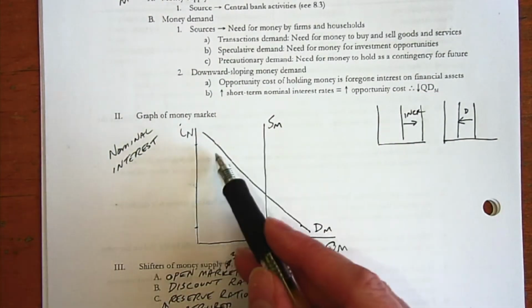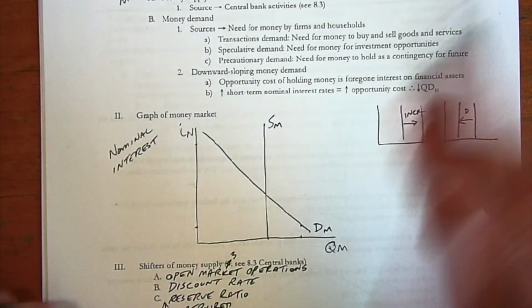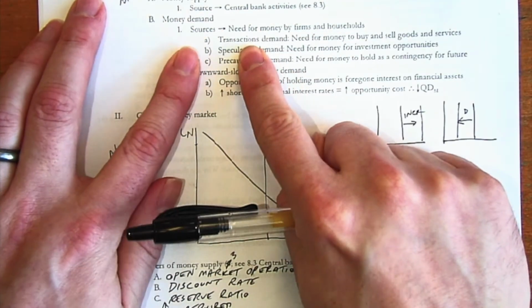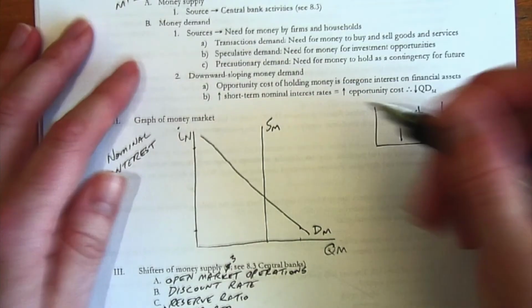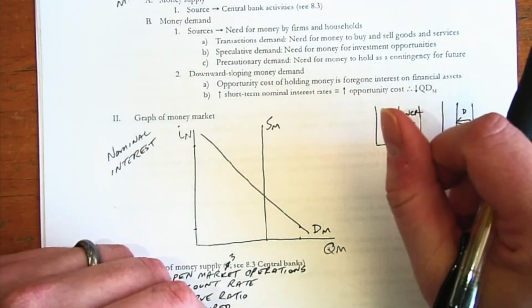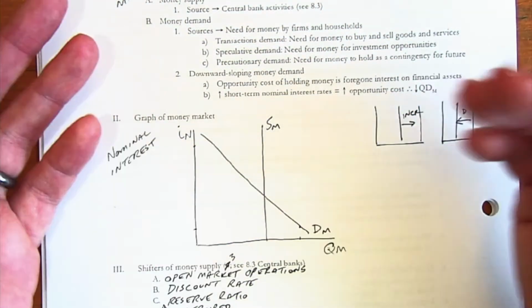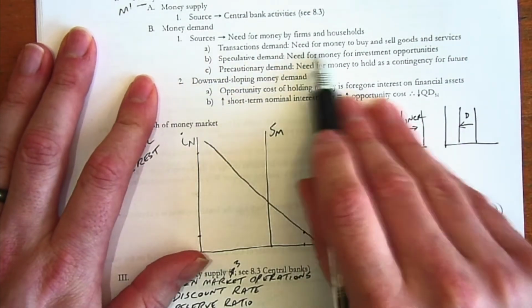Now, there's three underlying things that create the demand for money, three sources, if you will, of the demand for money, and they're listed here: transactions, speculative, and precautionary demand. And these are really why the demand for money exists in the first place. You might say to yourself, why do we need money? Well, because I would like some more money. Well, would you like more? Sure. But these are the different reasons why people need it. They need it in order to conduct transactions.